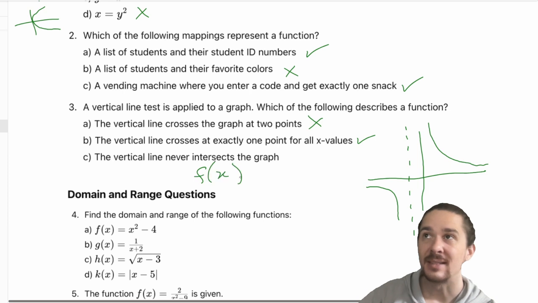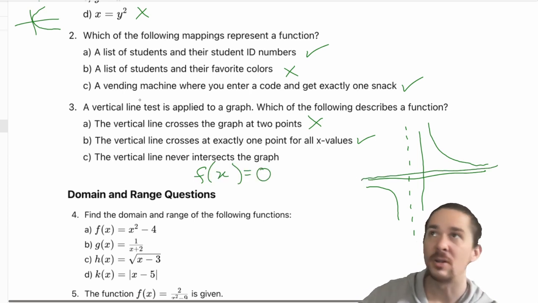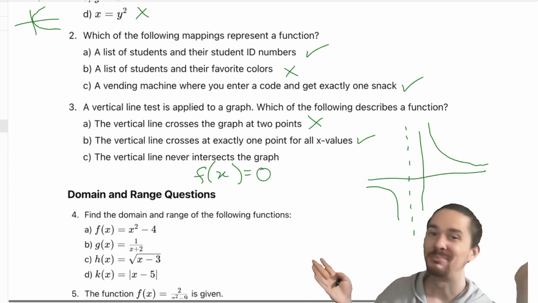You might have the function f of x equals 0. This would still be something. It would be a horizontal line. If you have nothing, you don't have anything.